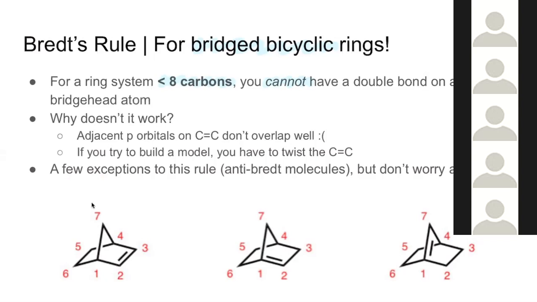If we look at these 3 guys at the bottom, we can see which ones are following the rule or not. I'm just going to label these 1, 2, and 3. I'm also going to label the bridgehead atoms. Remember, it's going to be 1 and 4 in this case. Based on these pictures, there's only one molecule that follows Bredt's Rule. Do you guys know what it is?